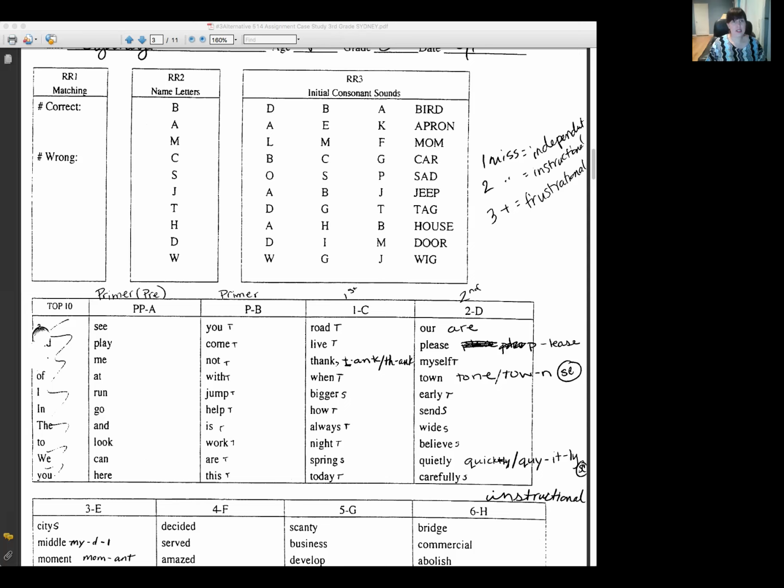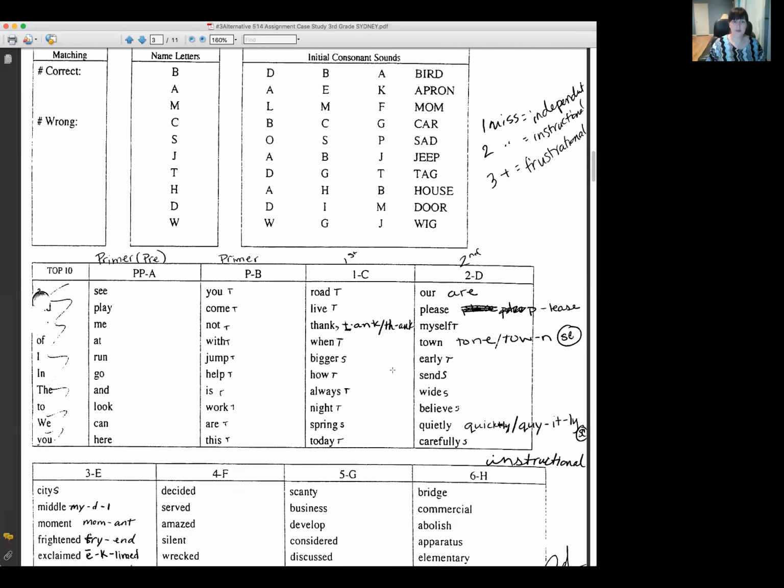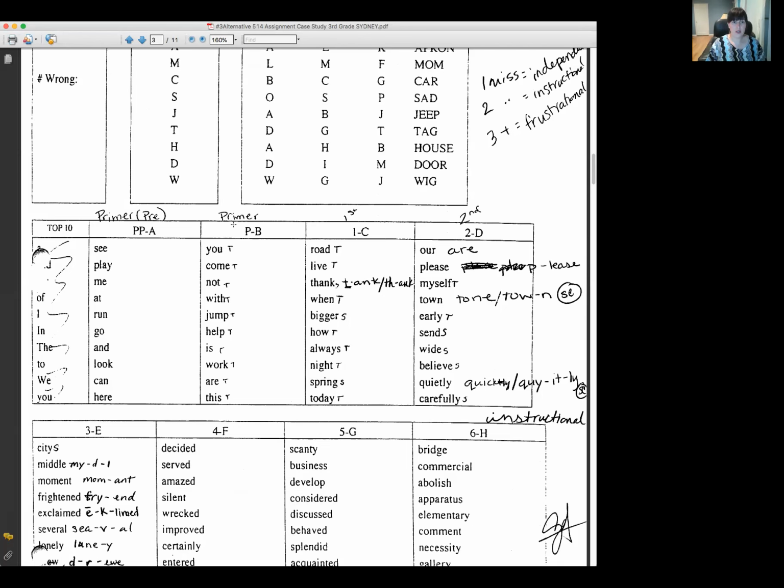So let's take a look at Sydney's learning needs. Let's take a look and see how she's done on her assessment. If you notice here, they started with primer. All the words that Sydney did are correct. When we go to first grade, she did thank you, tank, instead of think. So we have the TH sound here. But she seems to have gotten the rest of the words correct.